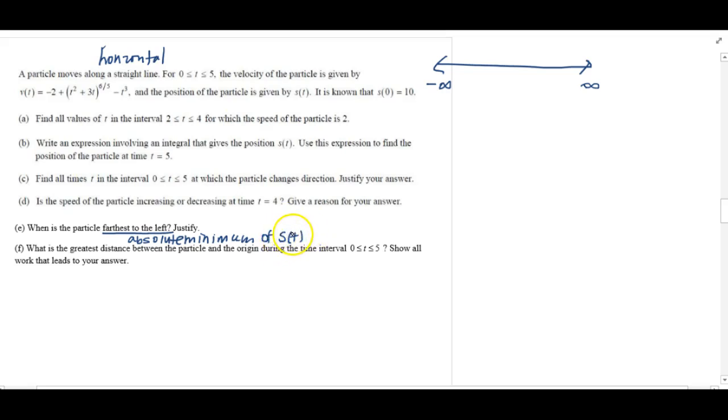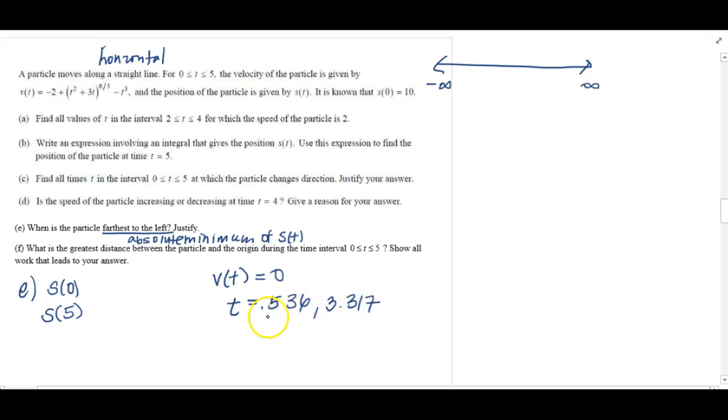in S of t. So for the endpoints, we had to reference the original problem statement. We only cared about what's going on between 0 and 5. So that means, this is part E, we have to check S of 0 and S of 5. And then we have to check critical points. Remember, critical points are where the derivative of position, which is velocity, equals 0. Where does v of t equal 0? We have already found these two values in part C. We rounded these to 0.536 and 3.317.